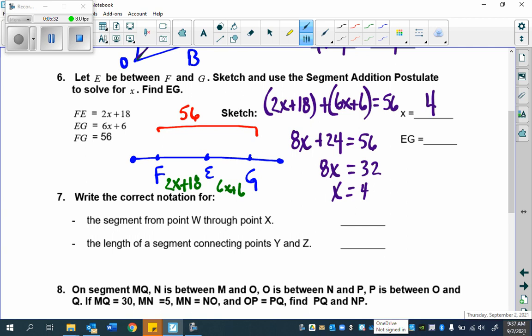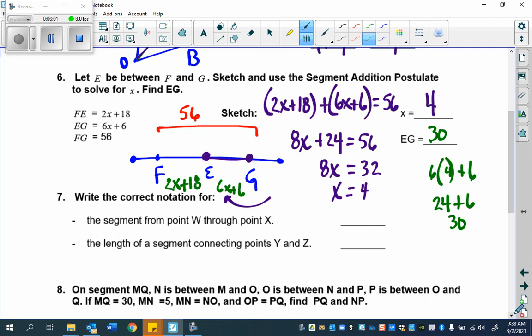When I need to figure out what the distance from E to G is, I'm going to take that 4 and plug it in for x. So I know that 6 times 4 plus 6 is going to be the distance from E to G. So that's going to give me 24 plus 6, or 30. So I know the distance from E to G is 30 units.